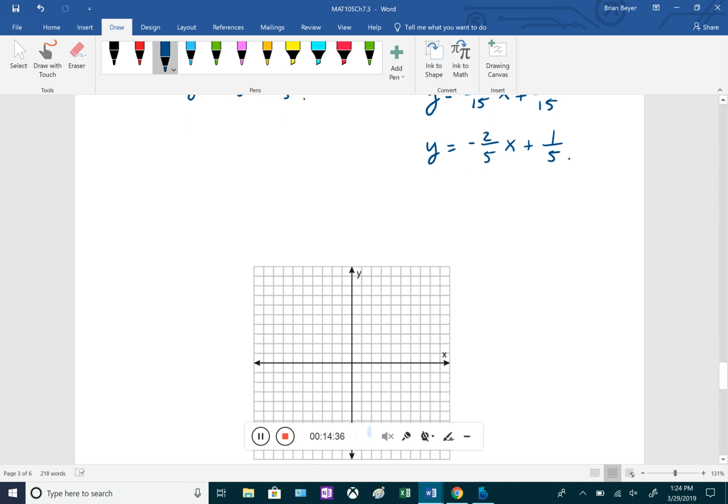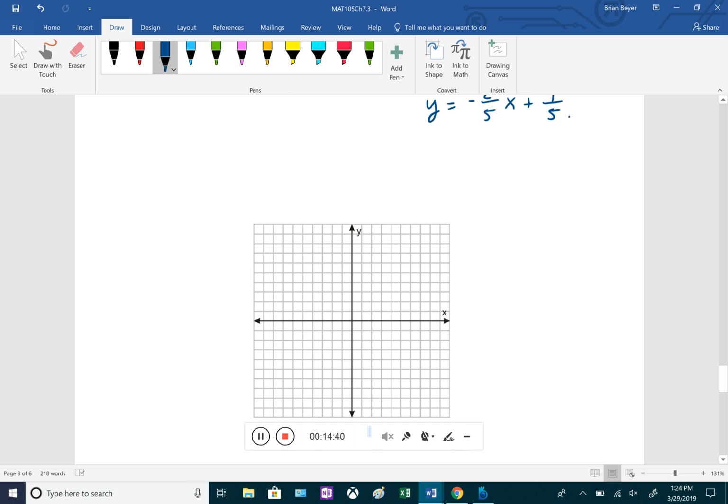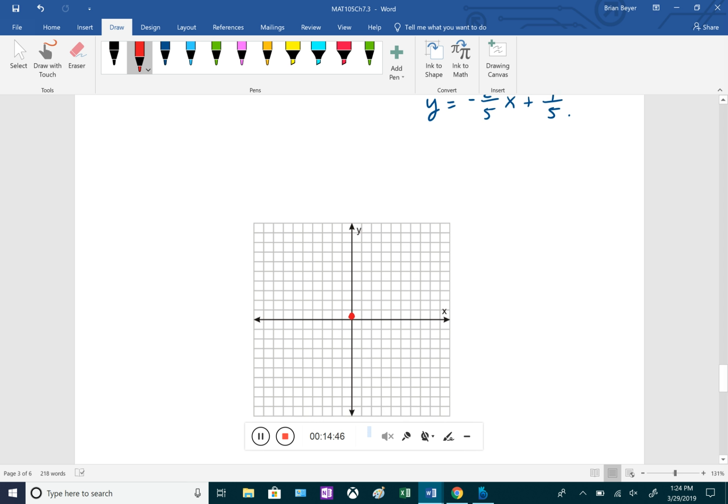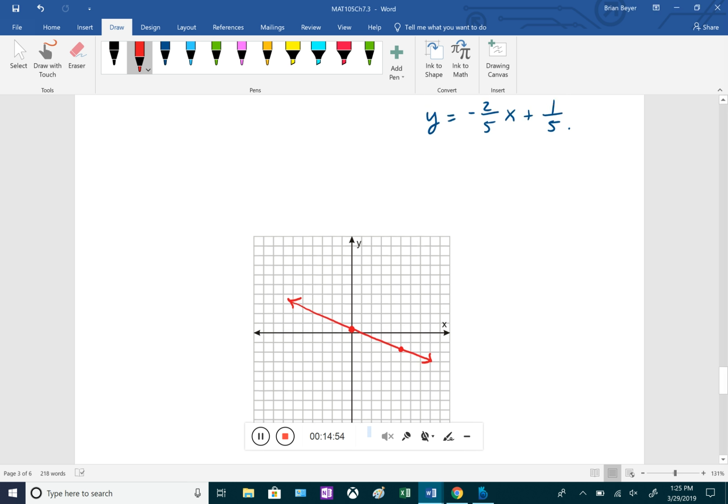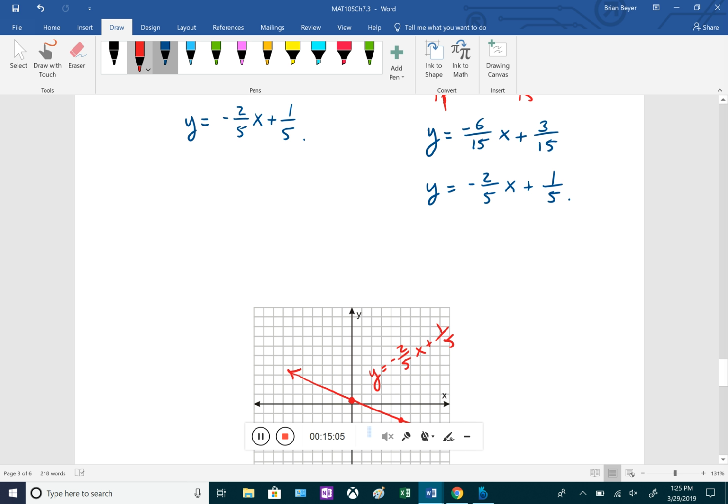So it's going to be negative 2/5 x plus 1/5. That's a y-intercept of 1/5. And a slope of negative 2 over 5. So down 2 to the right 5. So it looks like this. y equals negative 2/5 x plus 1/5. So like we said, since it's the same line, there are infinitely many solutions.